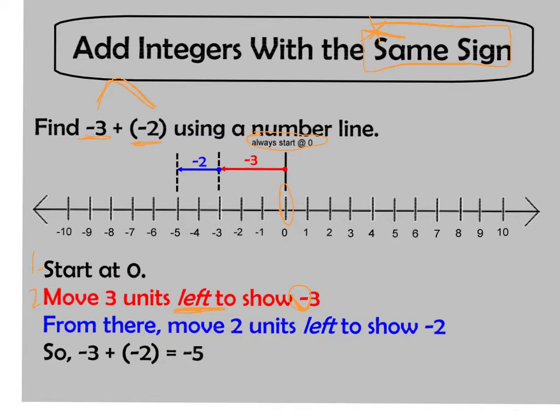So we go 1, 2, 3 units to the left, and then from there we need to move 2 additional units to the left to add the -2. So now I'm going to go 2 more spaces to the left, and where I end up is going to be my solution. So -3 plus a -2 gives me a -5.